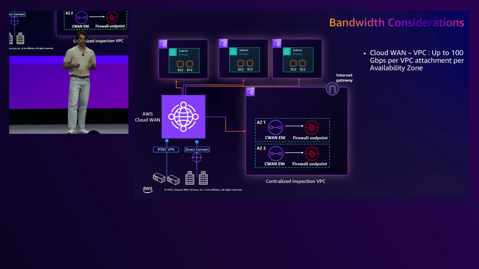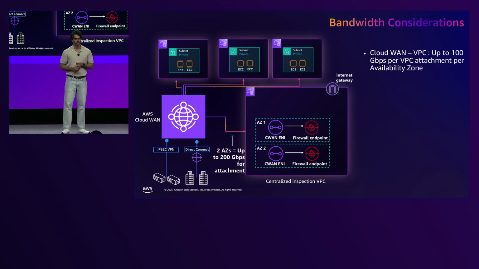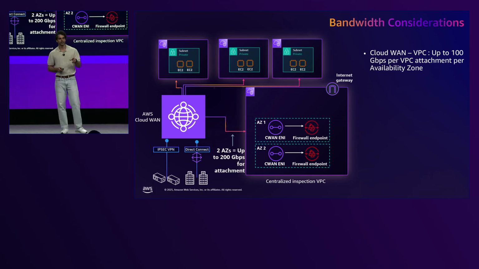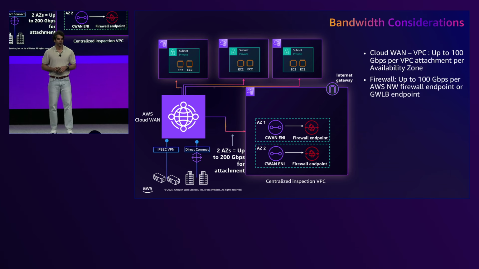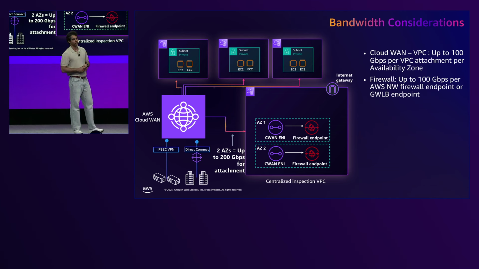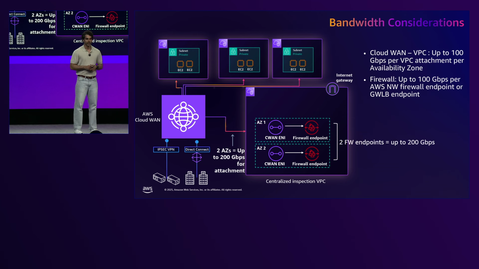Cloud WAN to VPC attachment gives you 100 gigabits per second per VPC attachment per availability zone. So here we have Cloud WAN ENI in 2 AZs, so you get 200 gigabits for this attachment. And on the firewall side, you get up to 100 gigabits per second per AWS Network Firewall endpoint or Gateway Load Balancer endpoint. Here we have 2 firewall endpoints, so you get 200 gigabits per second.